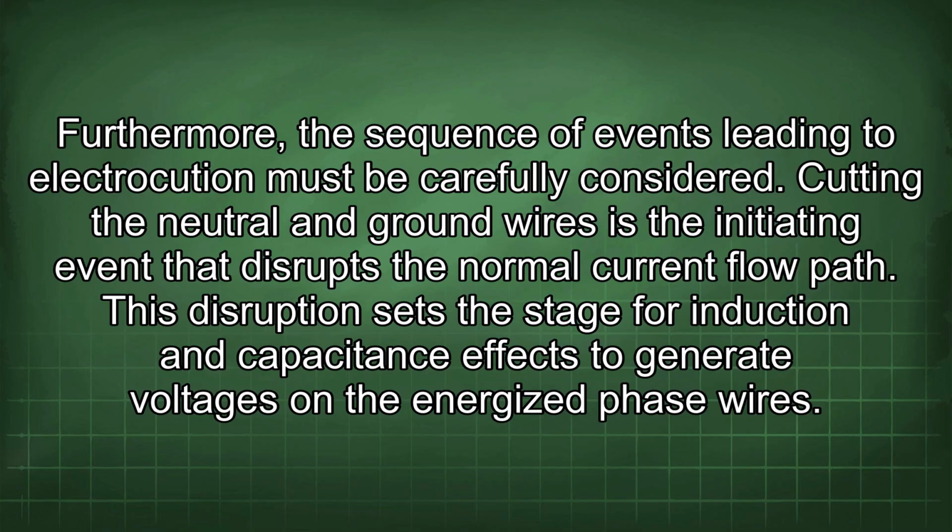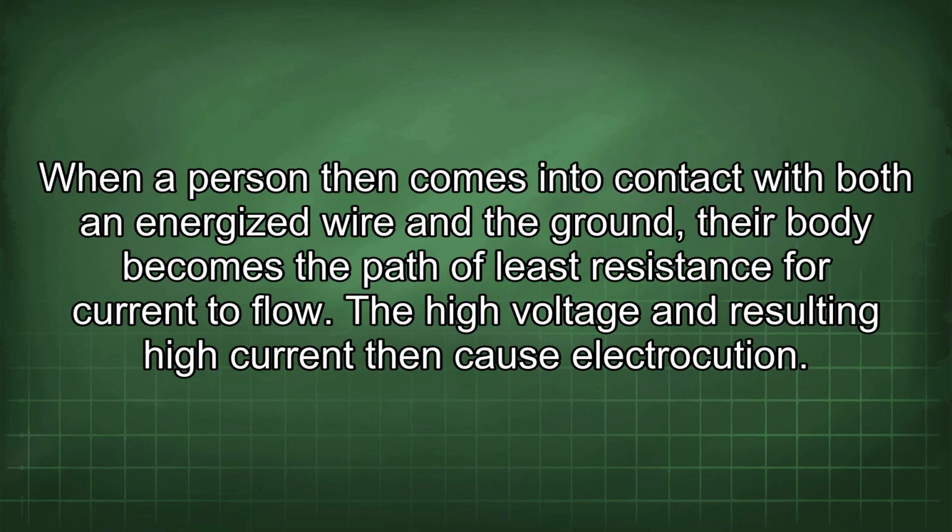Furthermore, the sequence of events leading to electrocution must be carefully considered. Cutting the neutral and ground wires is the initiating event that disrupts the normal current flow paths. This disruption sets the stage for induction and capacitance effects to generate voltages on the energized phase wires. When a person then comes into contact with both an energized wire and the ground, their body becomes the path of least resistance for current flow. The high voltage and resulting high current then cause electrocution.